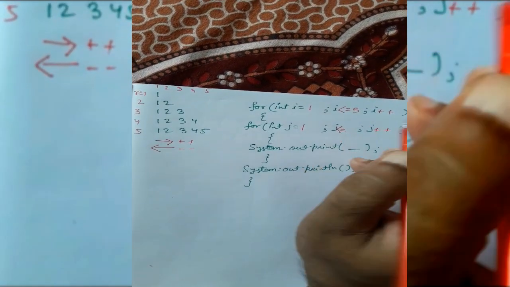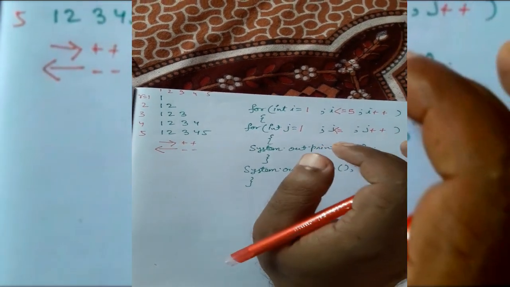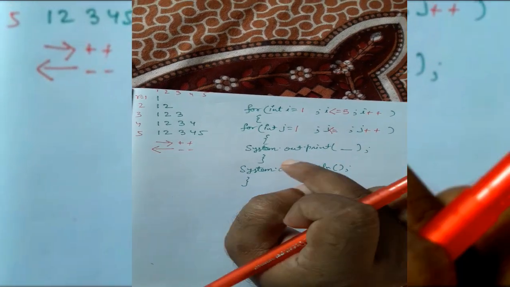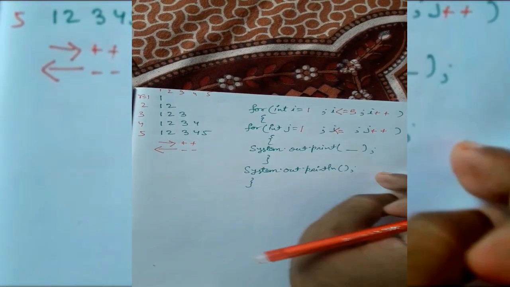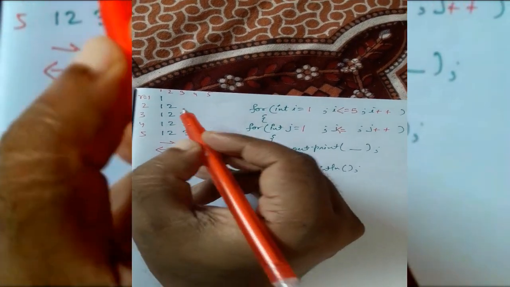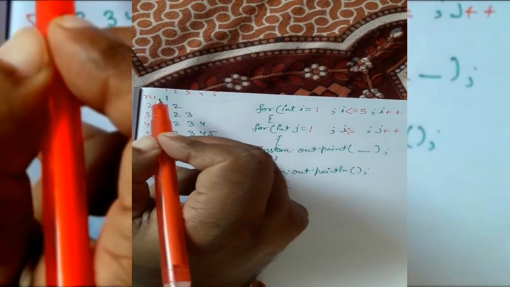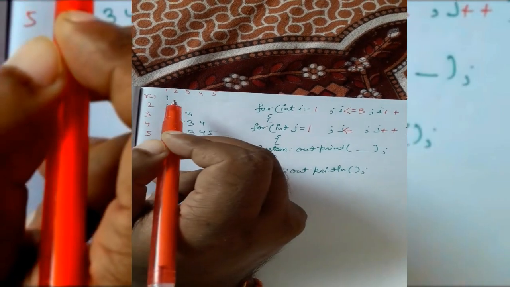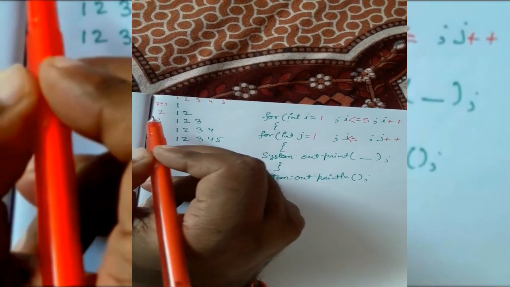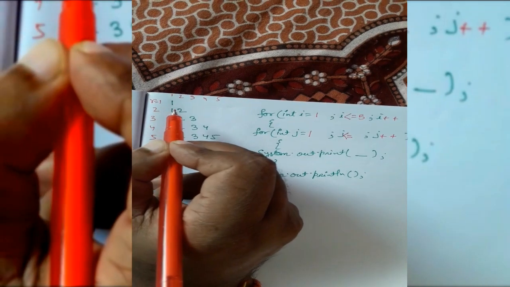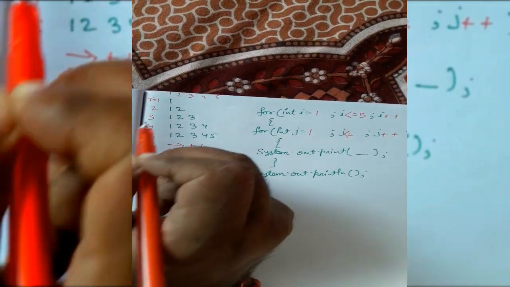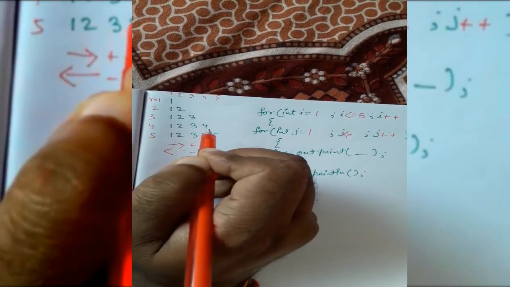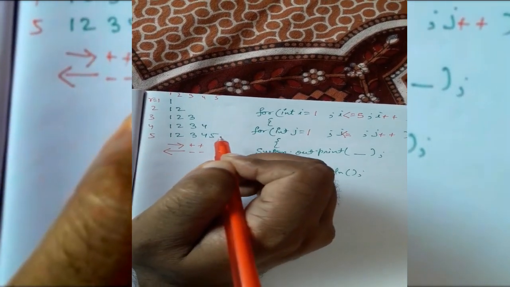So less than or equal to what? That is the thing. Now we don't know what we will write. We cannot write 5 here, because if we write 5, it will print 1 2 3 4 5, 1 2 3 4 5, 1 2 3 4 5 like previous programs. So you see here, when the row number is 1, first value and last value both are 1. When the row number is 2, last value is 2. When the row number is 3, last value is 3. When it is 4, last value is 4. When it is 5, last value is 5.